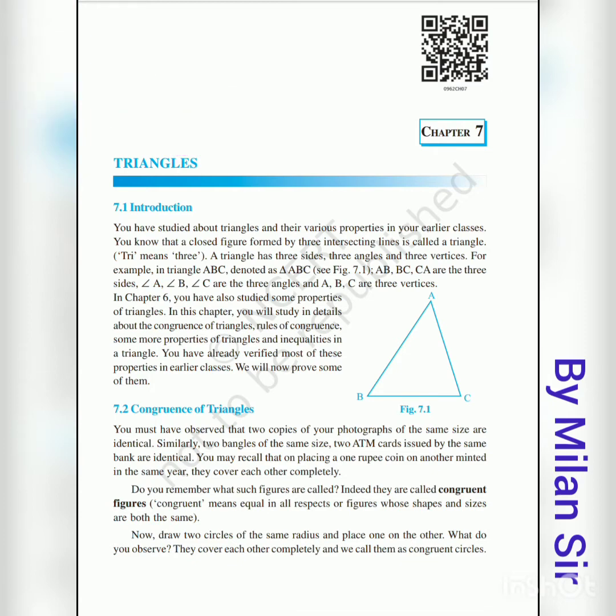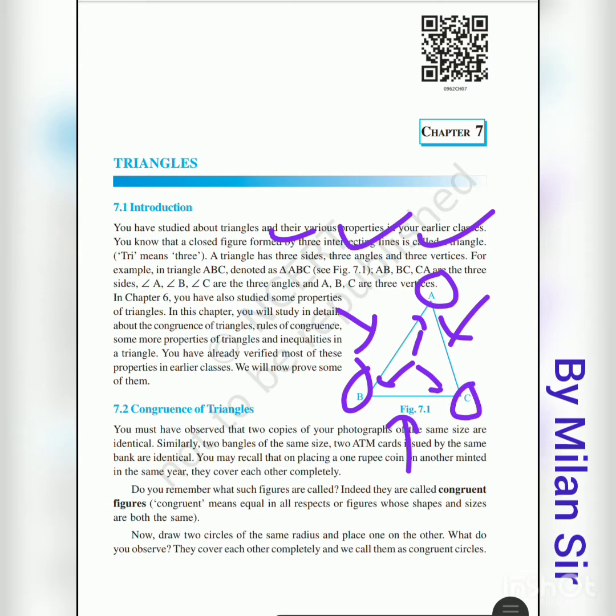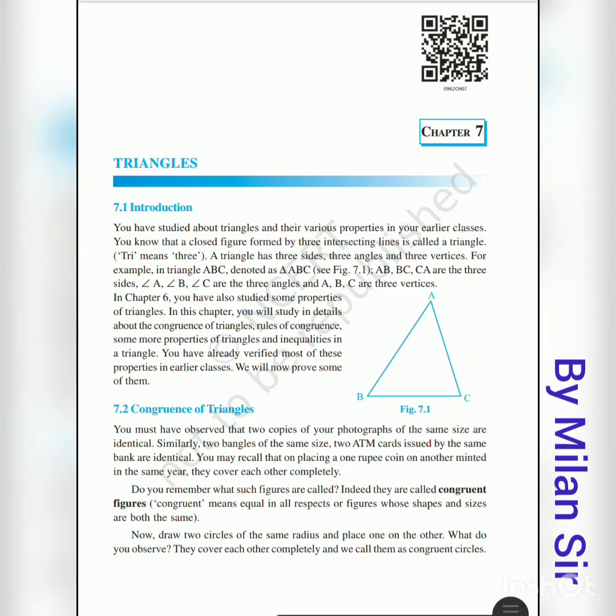So in a triangle, how many things are there? Three sides, three angles, and three vertices. This is basic information we already know about the triangle, because we already learned it in our previous standards 7 and 8. So in this triangle, we have three sides, three angles, and three vertices.